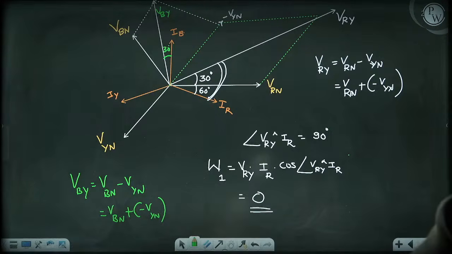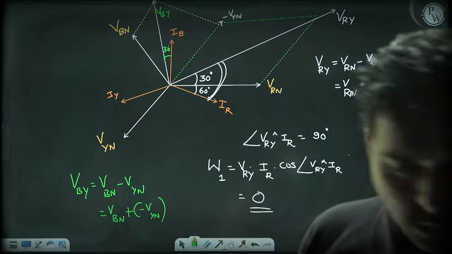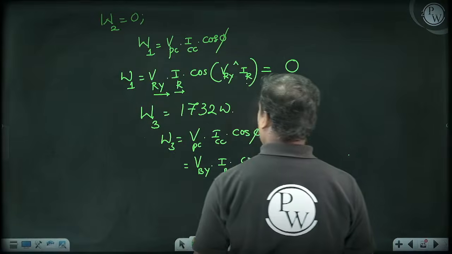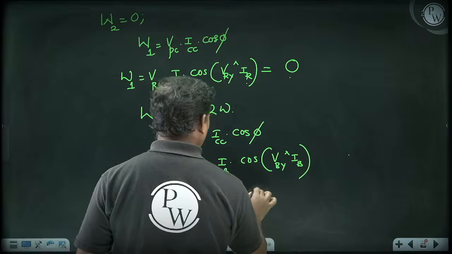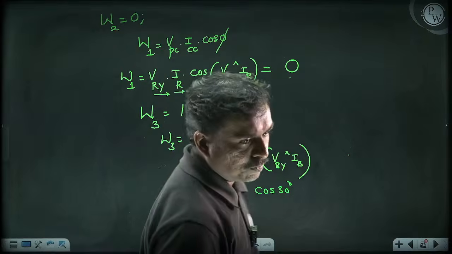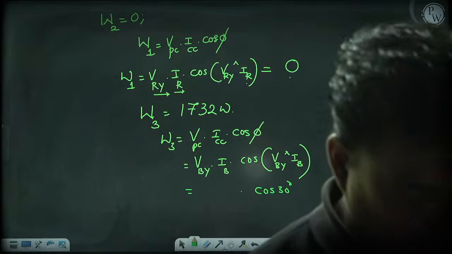How much is coming? 30 degrees is coming, right? Yeah. So that is 30 degrees. So please now find out this VB by IB. This is cos 30. What is the VB by line voltage? What is the line voltage? Everybody.